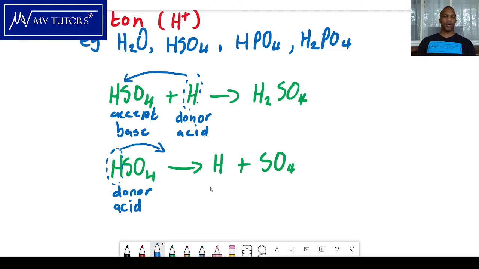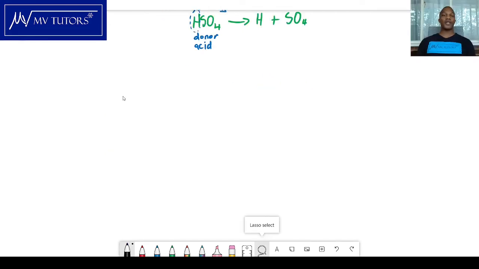Okay, so that is an ampholyte. Okay, let's talk more about acids and bases. Okay, so we've got acids and bases. Now, what happens when you add an acid and a base? So an acid and a base reaction. That's what I want us to talk about shortly.